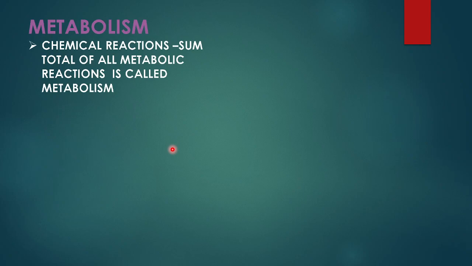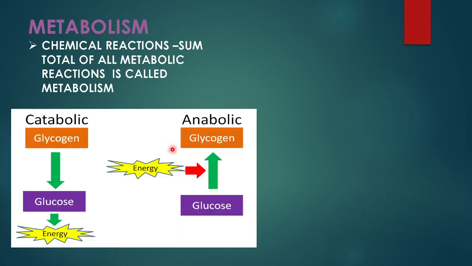Chemical reactions occur inside the body of any living organism, from microorganisms to the largest of animals or plants. The sum total of all metabolic reactions that take place inside the body is called metabolism. Now, the reactions can be of two types: catabolic and anabolic.